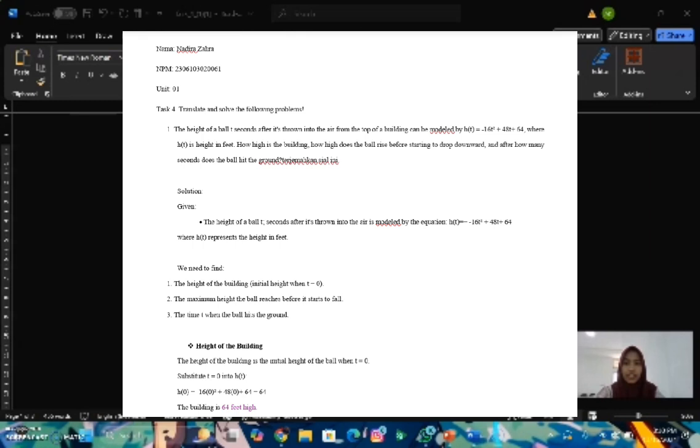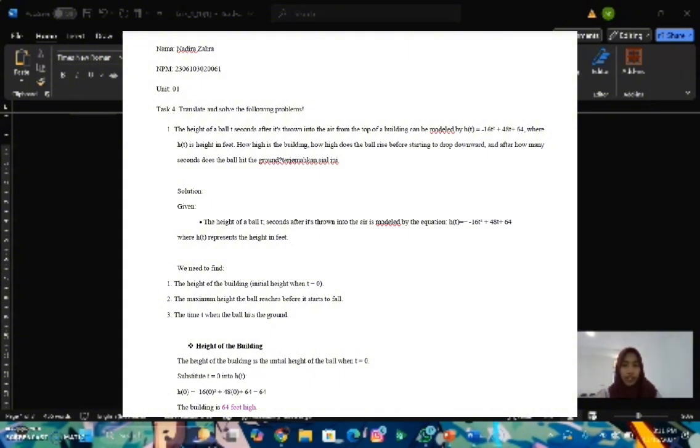The question is: the height of a ball t seconds after it is thrown into the air from the top of a building can be modeled by h(t) = -16t² + 48t + 64, where h(t) is height in feet. How high is the building? How high does the ball rise before starting to move downward? And after how many seconds does the ball hit the ground?